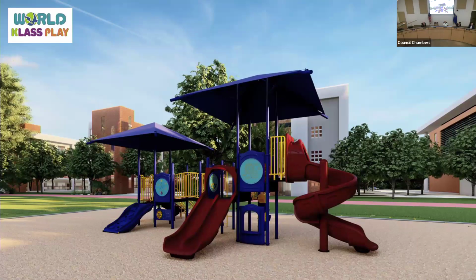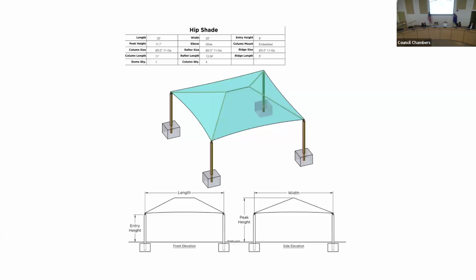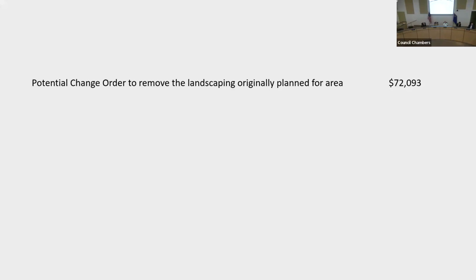This is what the playground will look like, except it will be on turf. This is what the 20 by 20 shade structure looks like. It's metal. And just some background here: the potential change order to remove the previously planned landscaping is $72,093.